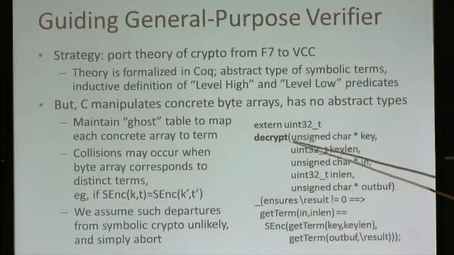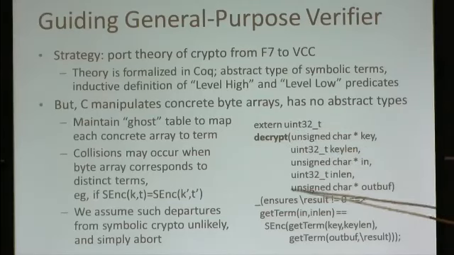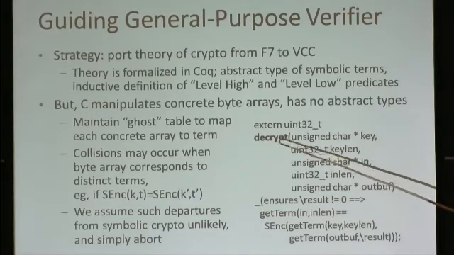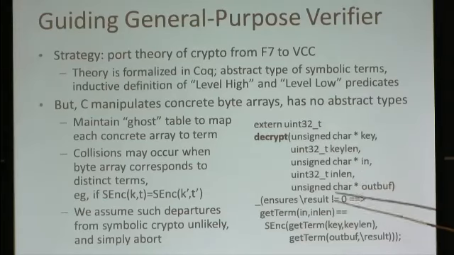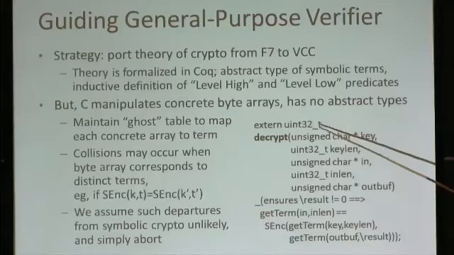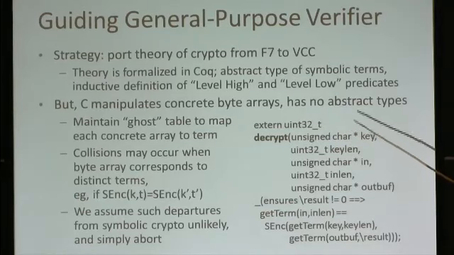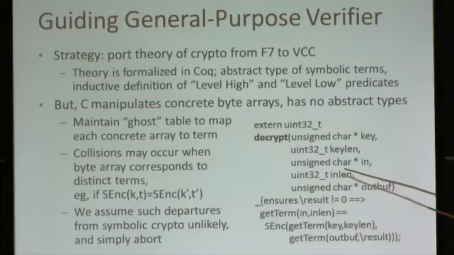So this is the function signature for decryption in C. This part here is sort of standard C. Decrypt takes a pointer to the key together with an int32 that's the key length, a pointer to the ciphertext together with its length, and an out buffer that it's going to write to. And it returns a result, an int32. The idea is it's going to return 0 if it hits some error. So it's authenticated decryption, say. It returns 0 if it fails. Otherwise, it will be a non-zero result, which is going to be the length of the outcome that's been written into this out buffer.